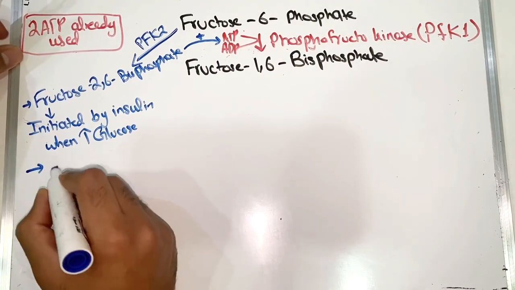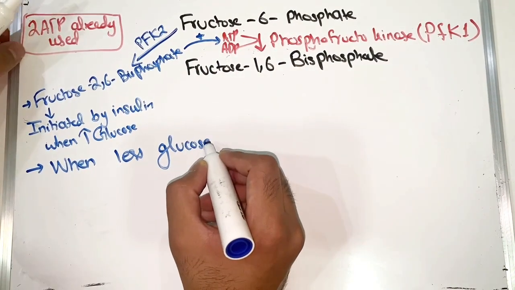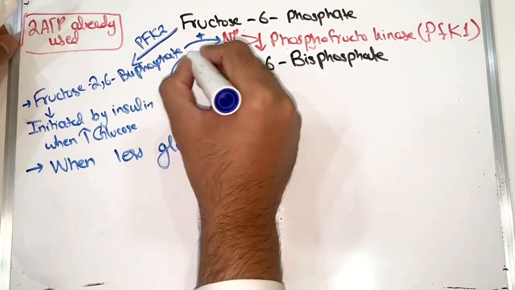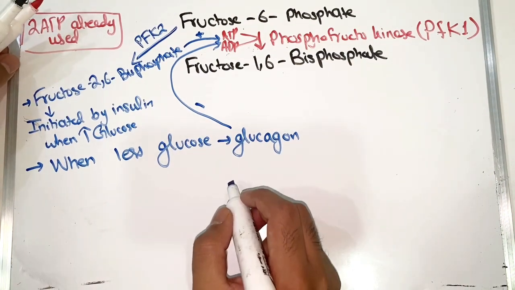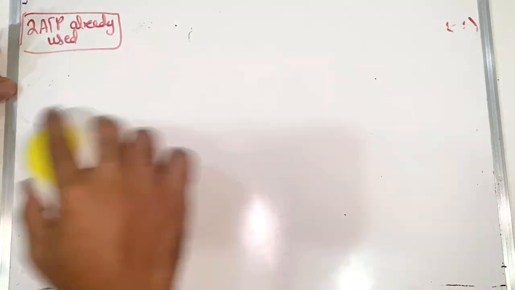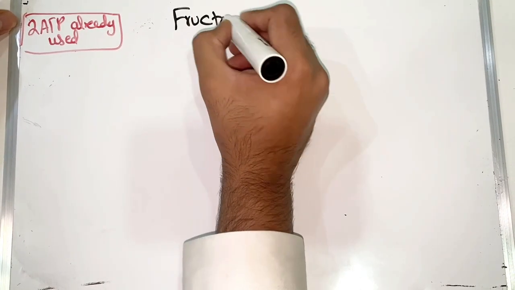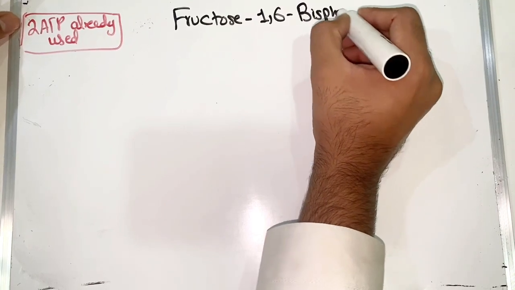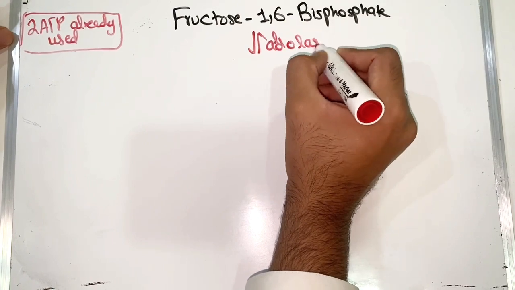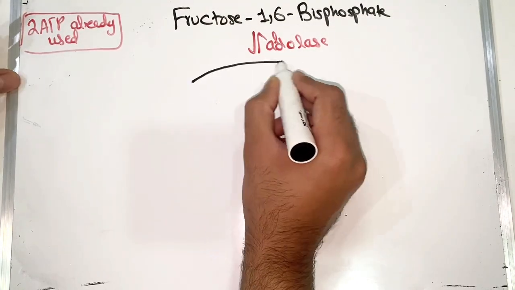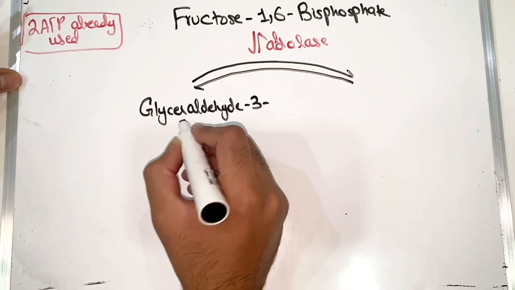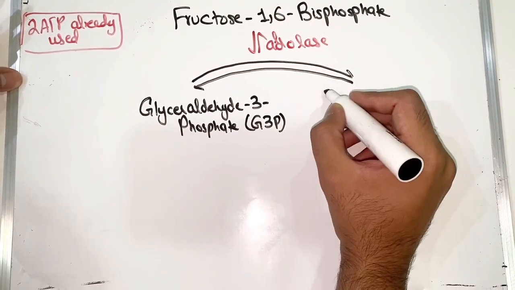When the level of glucose decreases in the body, glucagon is released by the body against insulin to inhibit this process. So this was the rate limiting step of glycolysis. Then after fructose 1,6-bisphosphate, an enzyme called aldolase converts it to two molecules. The first one is glyceraldehyde 3-phosphate and the second one is dihydroxyacetone phosphate.